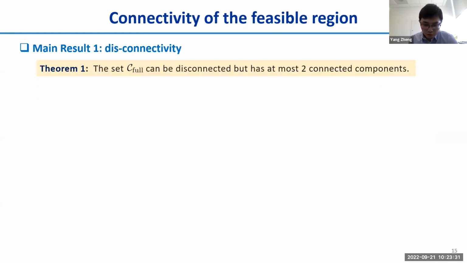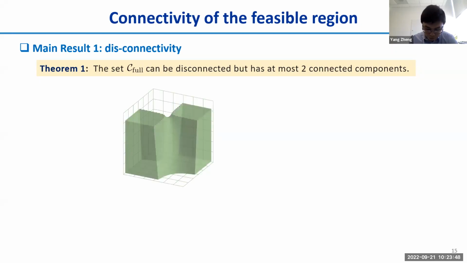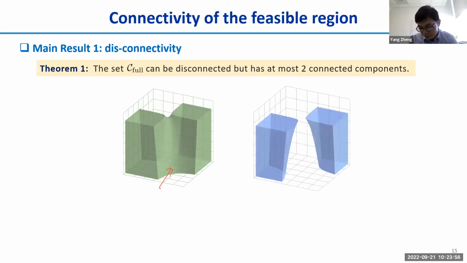And actually, our first main result is as follows. It's quite interesting. This set is not just non-convex. It can be disconnected. But the good news is that it has at most two connected components. So this is one particular example of the feasible region, the set of stabilizing controllers. For this case, it's connected. And for another example, it can be disconnected.